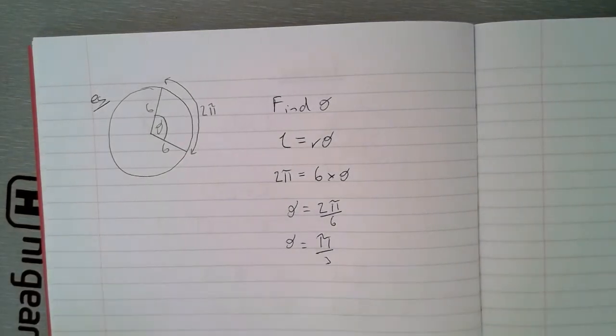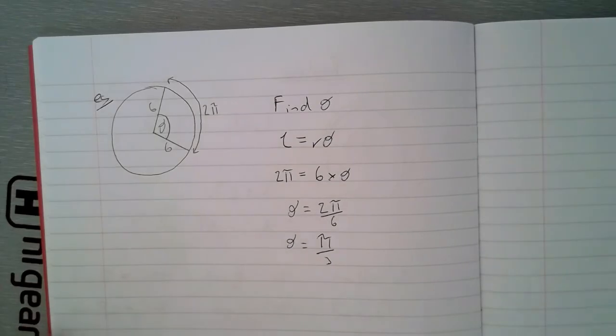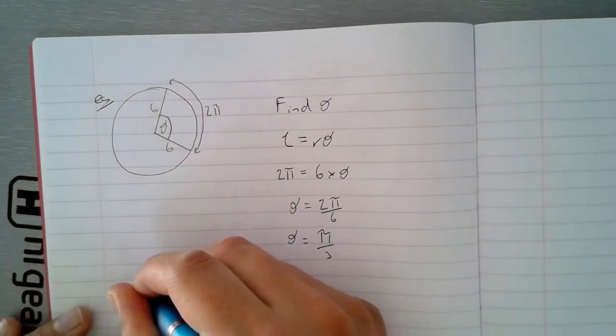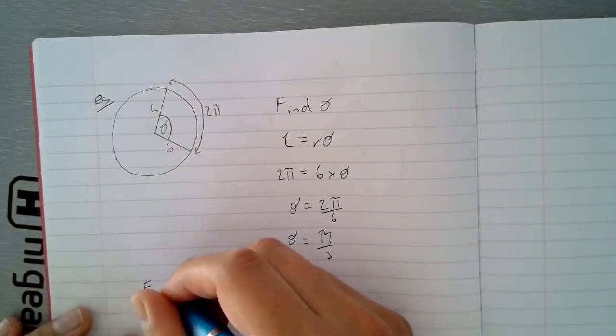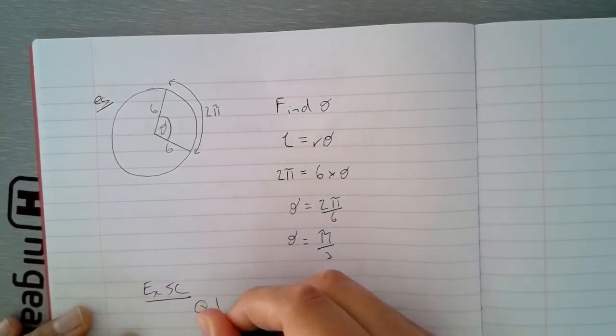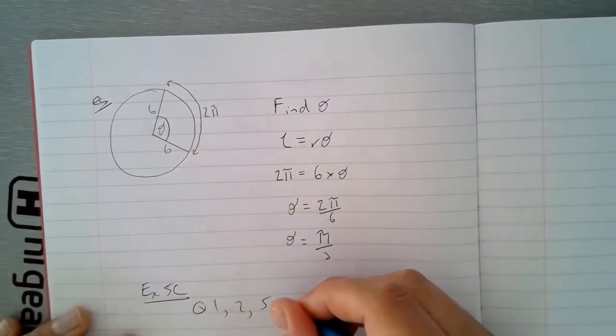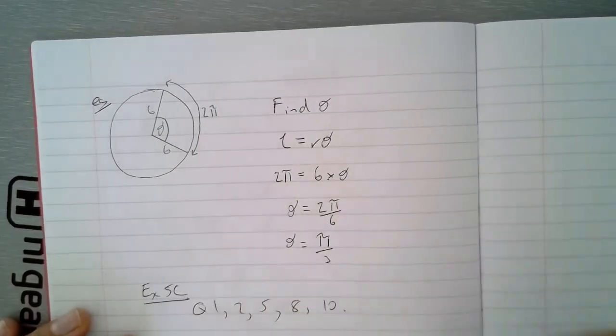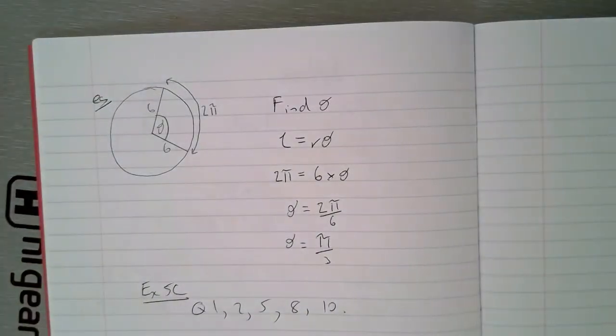Okay, so what I'd like you guys to do is have a go at some questions which are a bit more taxing. Well, some easier ones first, but then have a go at some more taxing ones. So exercise 5C, can you guys do question 1, 2, 5, 8 and 10? And tomorrow we'll look at a new formula for area, including radians.